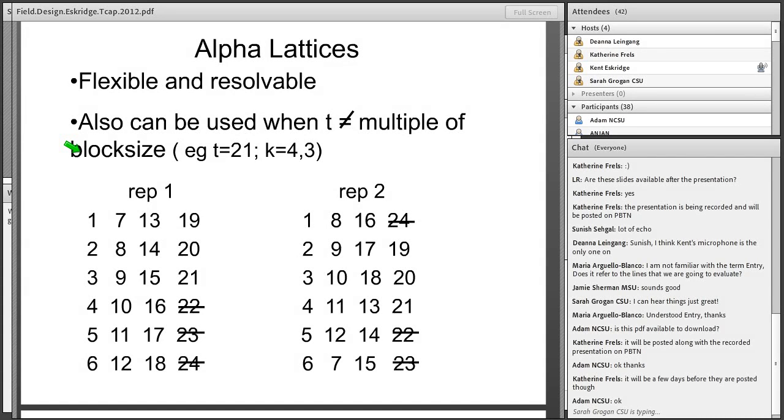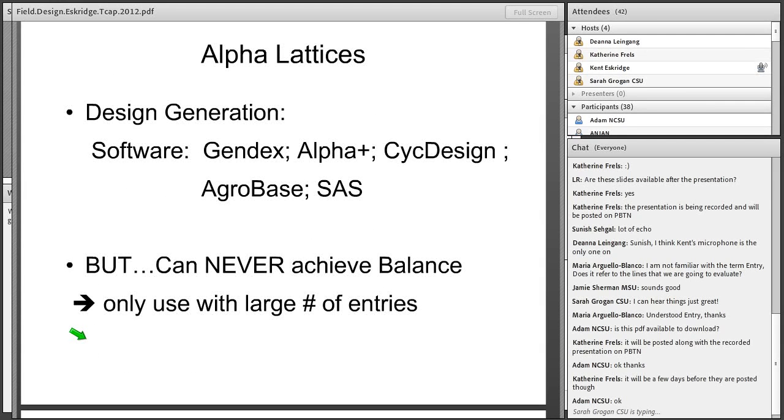I'll give you an example here where you have 21 treatments with block sizes of both 4 and 3. You'll notice the first 3 blocks in rep 1 all have block size of 4, but the last 3 blocks in rep 1 all have block size of 3, and it's easy to generate that design by just getting an alpha lattice with 24 treatments and eliminating the last 3 treatments. So they're easy to use, very flexible, and fairly easy to understand.